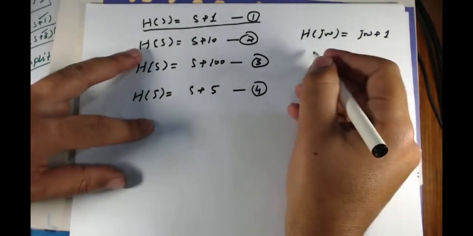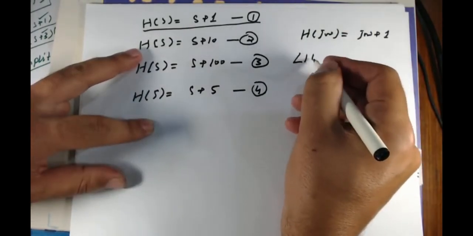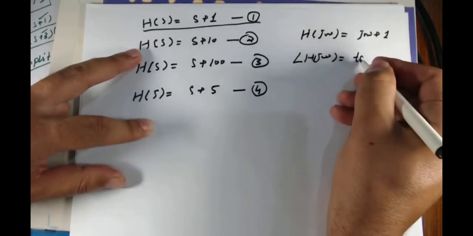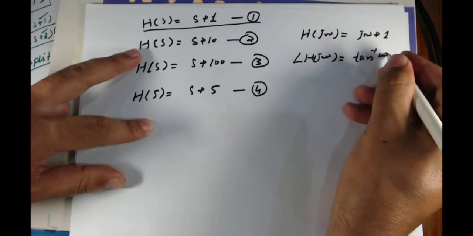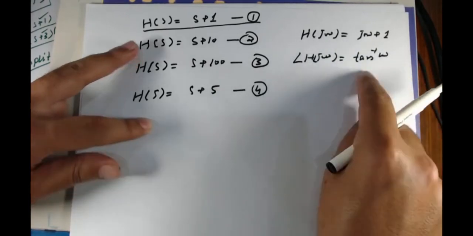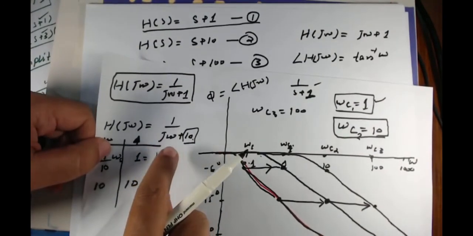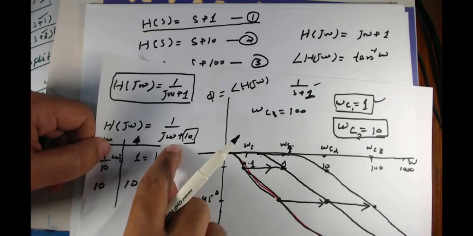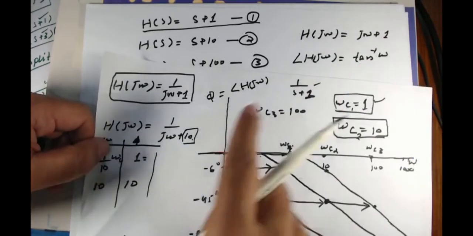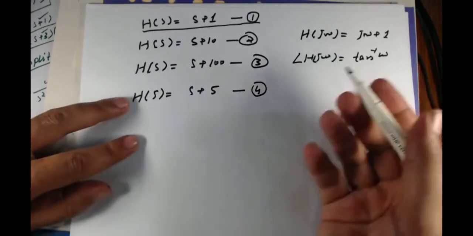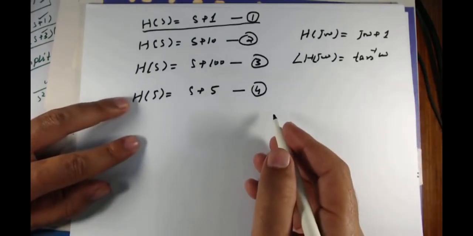So what will be the angle of H of j omega? This will be nothing but tan inverse of omega. Remember the difference between this one and this one: this one is minus tan inverse of omega, and this is tan inverse of omega. So remember, this is negative and this is positive. You can draw that table again.